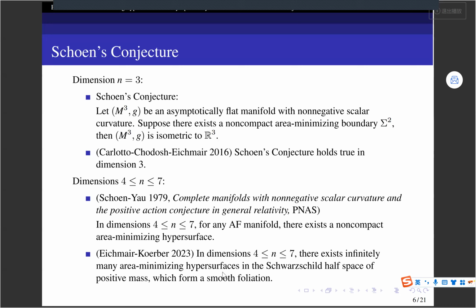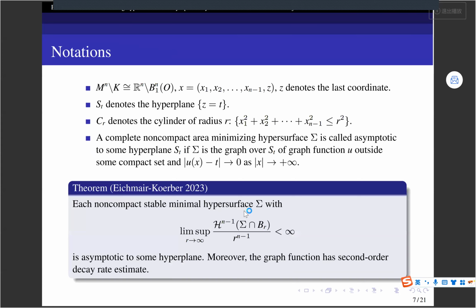They have shown that when the ambient space is a standard Schwarzschild half space, then you can construct infinitely many area minimizing hypersurfaces, which further form a smooth foliation. So today, our first main result will be closely related to Xing Yao and Edgemere Kober's observation, which will be carried out in the most general setting.